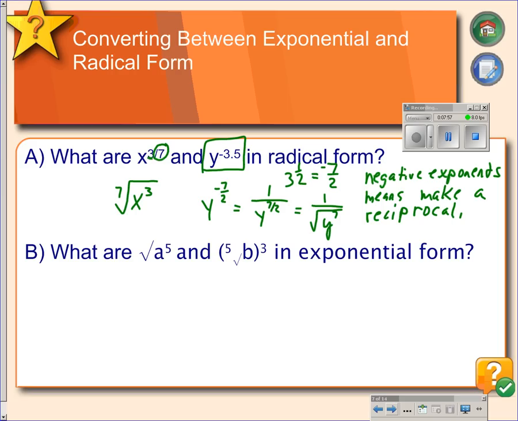In example B, the square root of a to the 5th in exponent form. Our index here is an unwritten 2, so that means it's a to the 5 over 2. Here our index is a 5, and so this is equal to b to the 3/5. The index is the denominator, the exponent is the numerator.